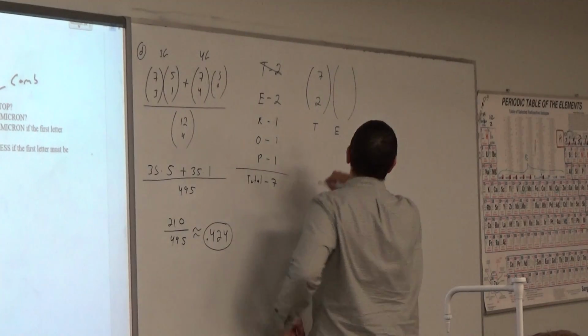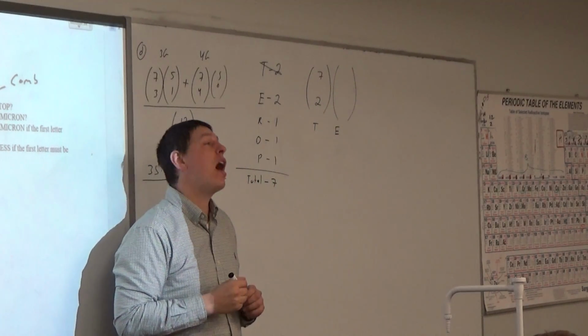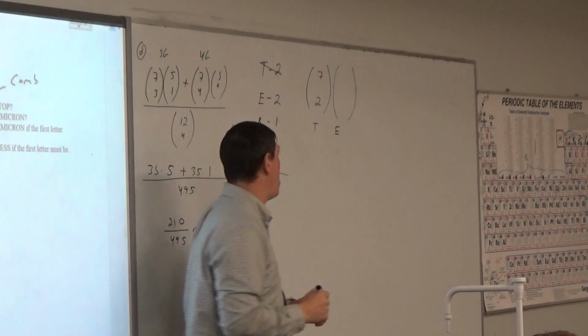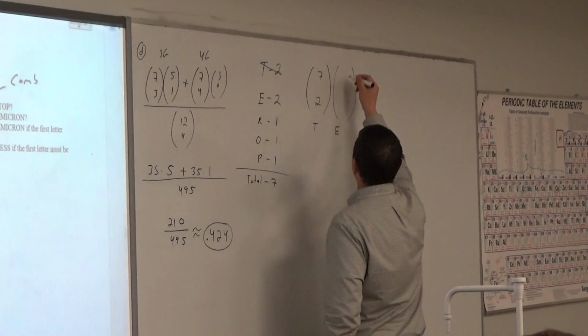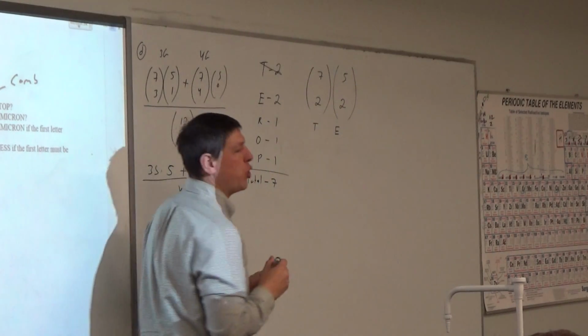What's the combination that would follow suit for the E's? Same, 7 choose 2. No, 7 choose 2, then 5 choose 2, right guys? Because haven't we picked the 2 T's? They're gone. So now there are 5 spaces of which we want to fill with 2 E's.